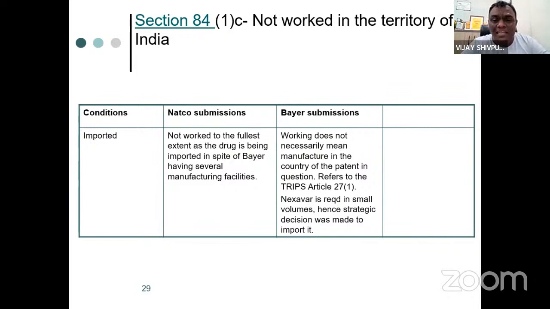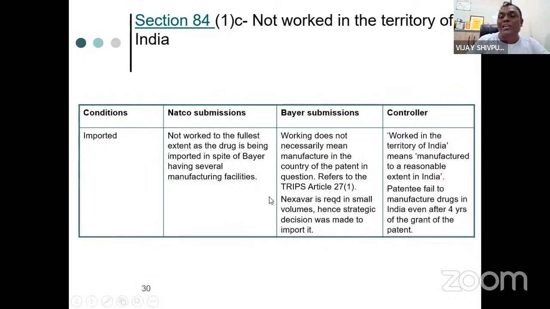In fact, as per TRIPS Article 27.1, local manufacturing is not mandatory. That's what Bayer submitted. Nexavar is required in very small volume, so it's a strategic decision to import it basically. Now, the controller, this was something which can be debatable, but the controller agreed on NATCO's submission that it has to be manufactured in India. But remember, this is in case of compulsory licensing.